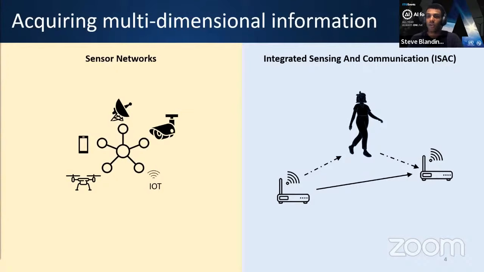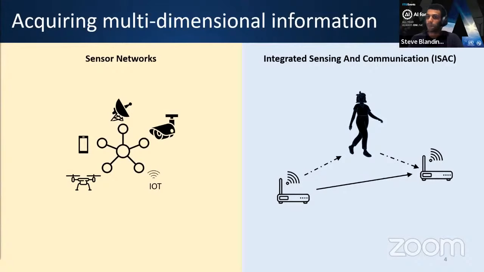So what we have been doing so far is usually to use sensors to, for example, have an understanding of the environment, to get some information of the environment. So we are using cameras, we are using radar, LiDAR, smartphones, drones, and whatever IoT devices that are surrounding us. We are discussing now also the idea of using integrated sensing and communication to acquire multidimensional information. So use RF signals, use communication signals to understand the physics of the world and to see the world just using RF signals.